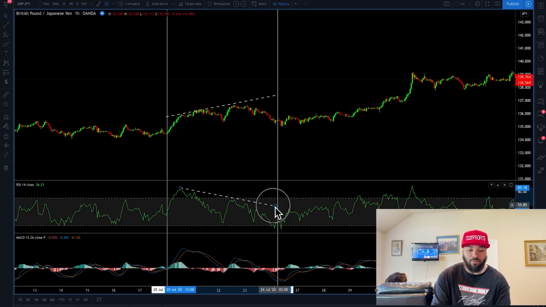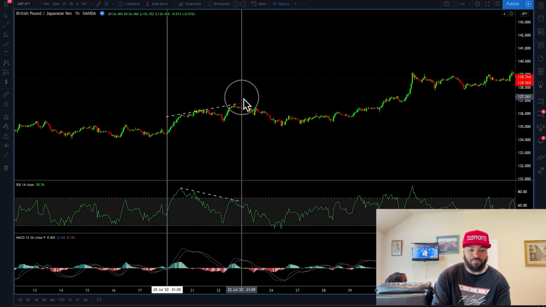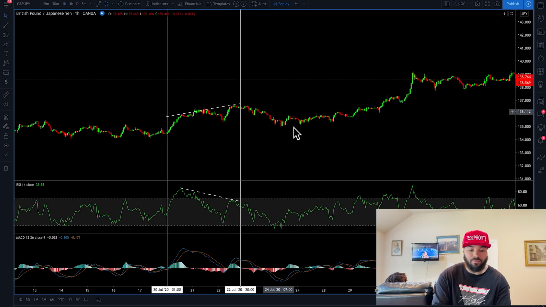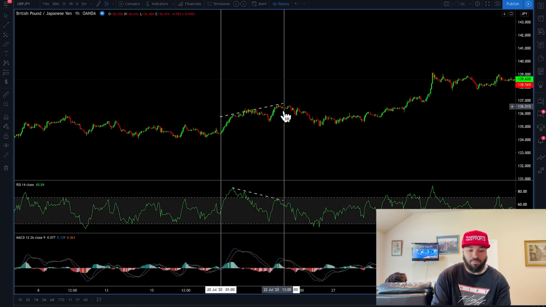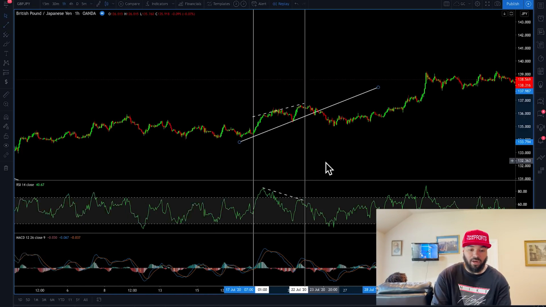Even right here, let's go back. We can even go back. Why is the market going higher at this point? But the RSI is not. So draw up a trend line. Find the divergence. That's step number 1. Find the divergence.